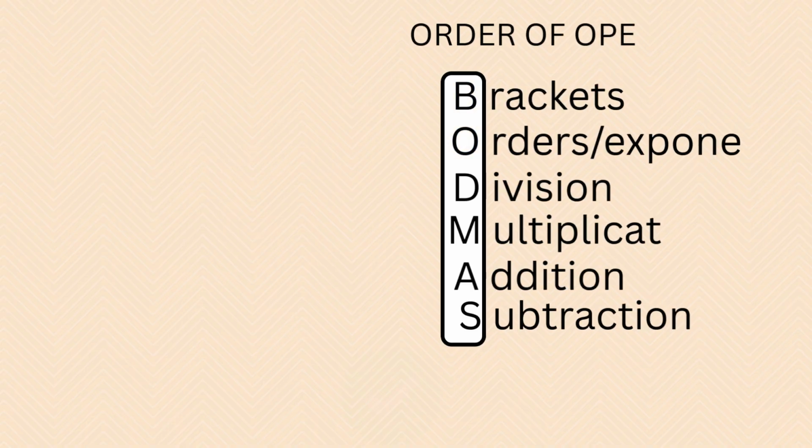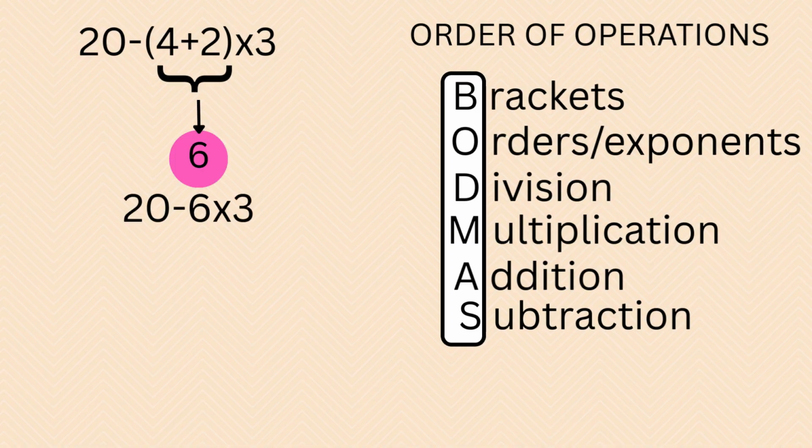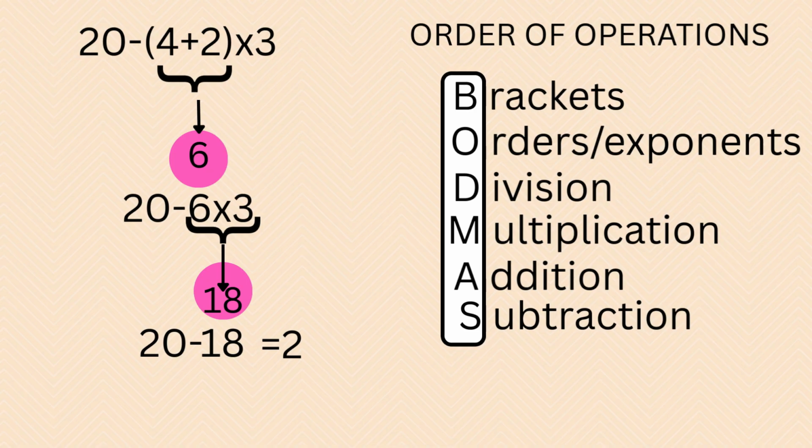Let's look at another example. Remember, always start with brackets. In the brackets we have 4 plus 2 which equals 6. So our expression simplifies to 20 minus 6 multiplied by 3. What should we do next? I hope you thought, multiplication. 6 times 3 is 18. So now, all we are left with is 20 minus 18, which is 2. So in summary, 20 minus (4 plus 2) multiplied by 3, is equal to 2.